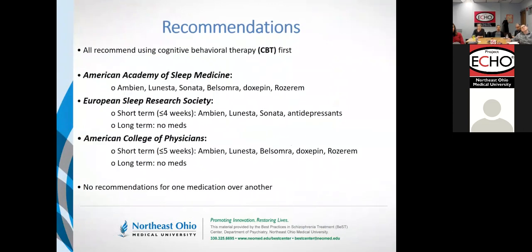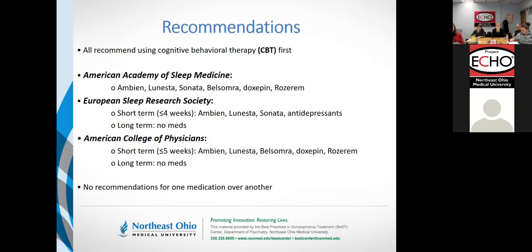So recommendations. These three societies, they're sleep societies, but they all recommend using cognitive behavioral therapy first. Ahead of anything else, CBT is what they recommend. The American Academy of Sleep Medicine has recommended Ambien, Lunesta, Sonata, Belsomra, doxepin, and Rozerem, whereas the European Sleep Research Society, for short term, so if you're going to be putting somebody on something for less than 4 weeks, recommends Ambien, Lunesta, Sonata, and antidepressants. And in terms of long term, they don't recommend any medications.